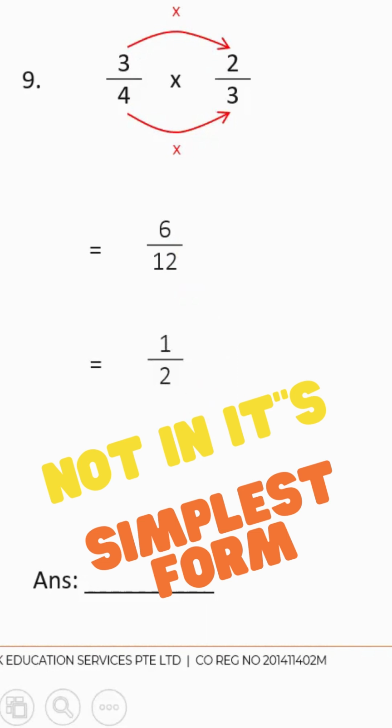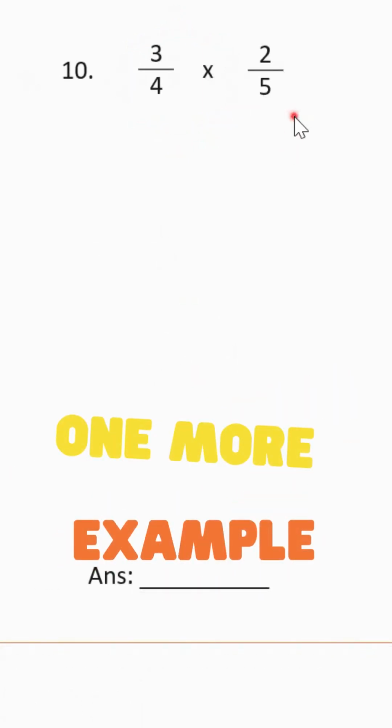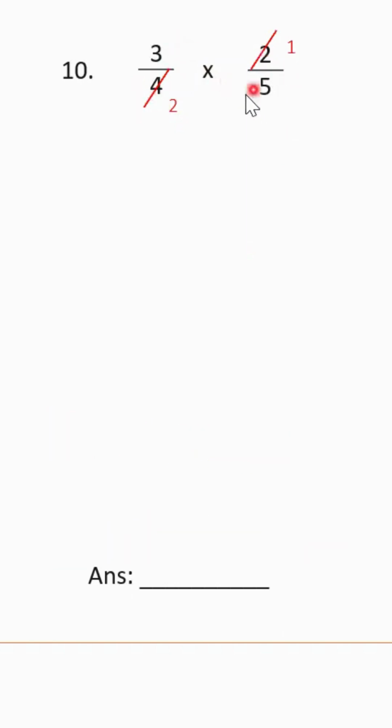Now I'm going to show you one more example on the right-hand side. In this case, they did the cancellation method. So 4 and 2 both can divide by 2. So this becomes 2, and this becomes 1. This one diagonally, 3 and 5, has nothing common to divide by. So no need to cancel. So straight away, just take your top times top, bottom times bottom.